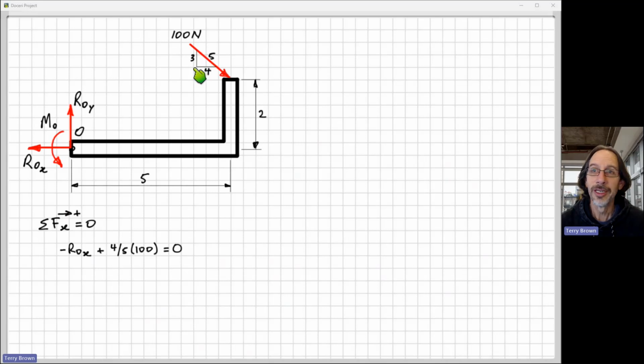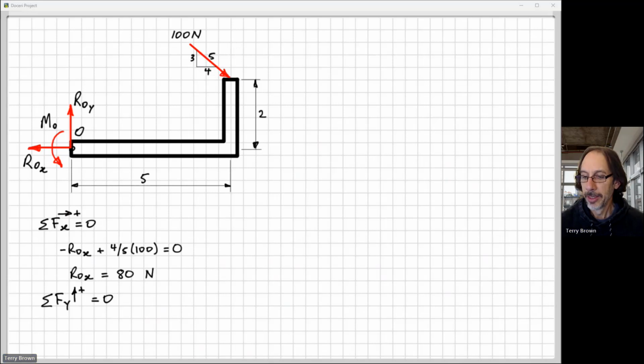If you're not sure, even just as an exercise, work out what this angle is. So use Pythagoras, work out what this angle is, and then do 100 times cos of that angle to get this horizontal component here. All right, so ROX equals 80 newtons. So the sum of the forces in the y direction equals 0. We've now got the vertical component here, 3/5 times 100, in the negative direction, and we've also got ROY shown in the positive upwards direction.